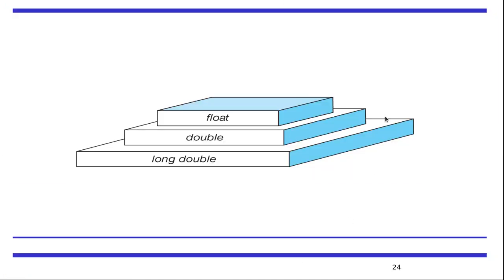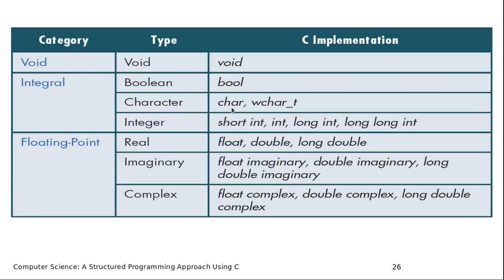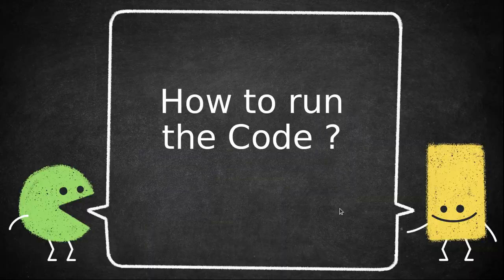Similarly, float, double and long double. Float is for decimal numbers, double is a larger range decimal number, long double means again more range than double, whose size is greater, which you can see here. We have discussed that there are categories of types and their C implementation. Void is implemented as void, integral is represented as boolean, character, integer. Boolean means bool, whether true or false, character is char and wchar, integer can be short, int, long int, floating point and other things.